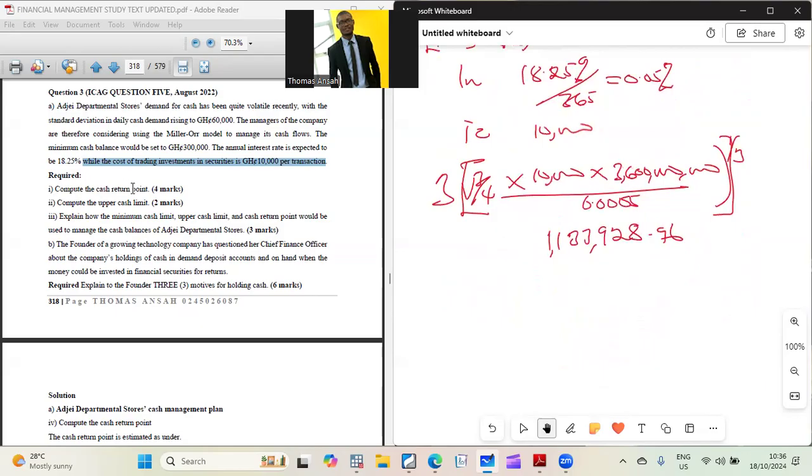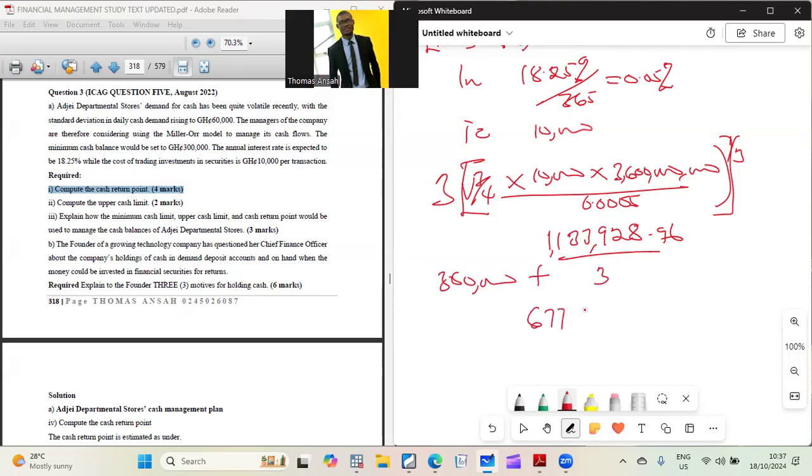So that is it. And they said I should calculate the cash return point. That is RP. So RP is the lower limit, 300,000, plus the spread over 3, or 1/3 of the spread. So that is all you do. And that gives me 677,976.32. So this is it.